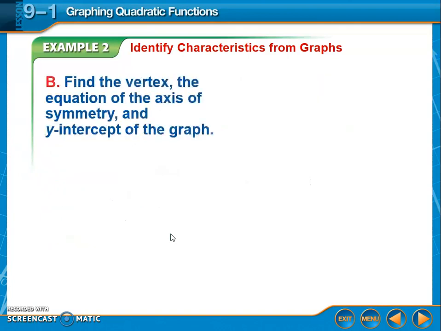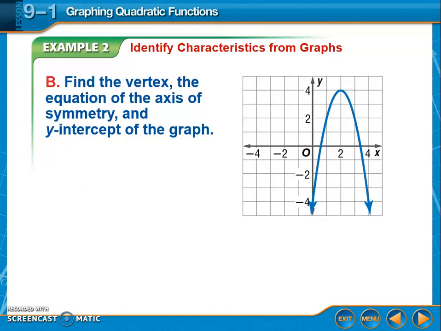And okay, we want to do the same thing for this one. So that's going to be the point, right, where it changes direction. So my vertex is going to be the point (2, 4). My axis of symmetry, again, goes through the vertex. That's this line here. And my axis of symmetry is going to be the equation of the line x equals 2.